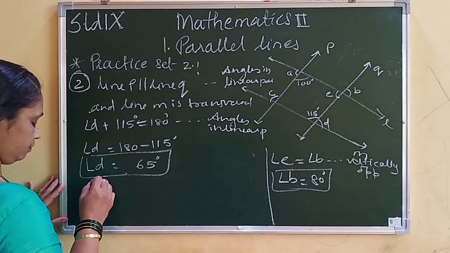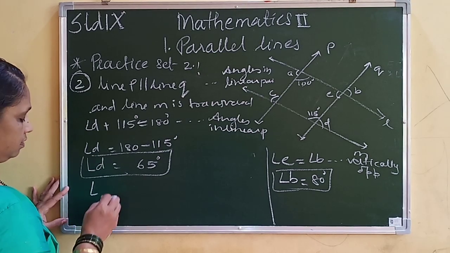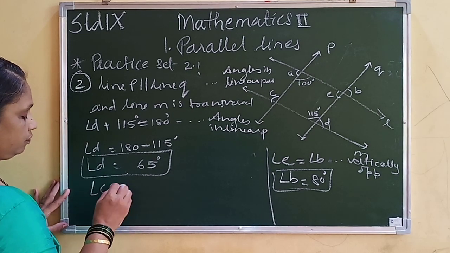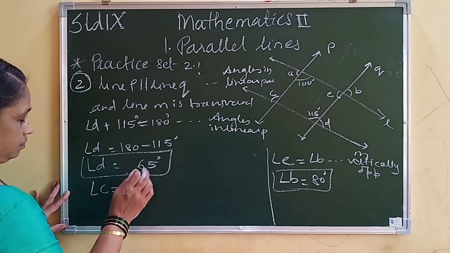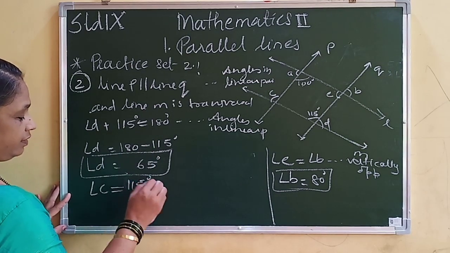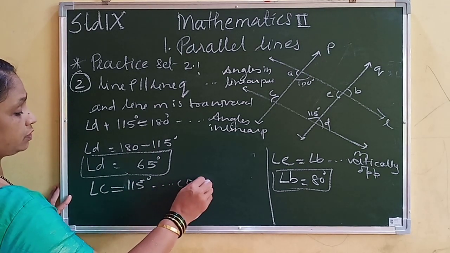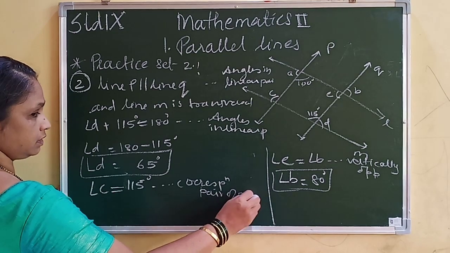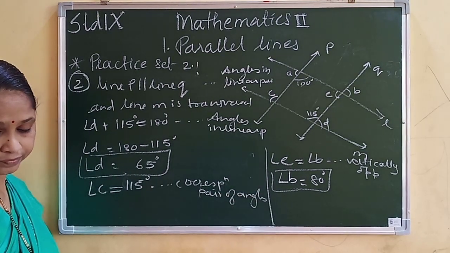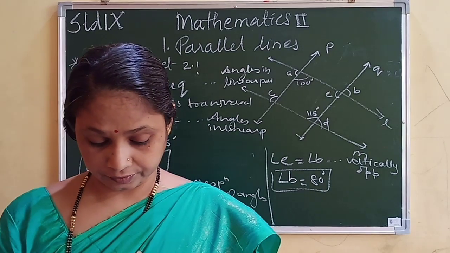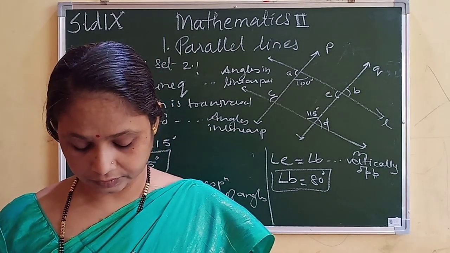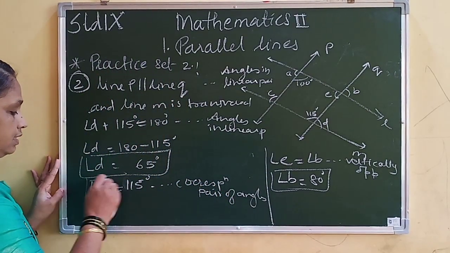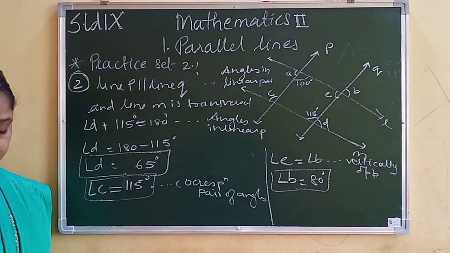Now angle C is equal to 115 degrees. Now these are corresponding pairs of angles. Okay. Now this we have finished. Now angle D also we got and angle C also. Angle C is a corresponding angle. Now we'll see the next example.